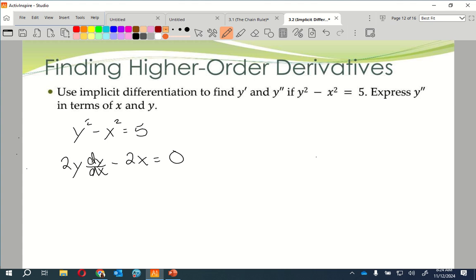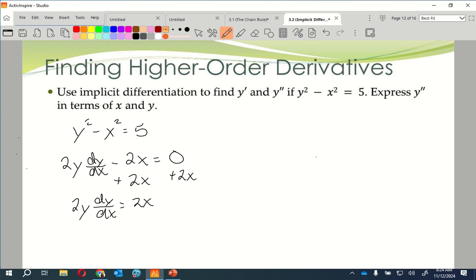You notice I went from regular notation, I don't even remember what it's called, to Leibniz. So let's get the dy/dx by itself. I'm going to start by adding 2x to both sides. And then I'm going to have 2y dy/dx is equal to 2x.